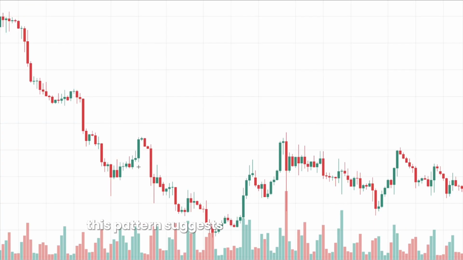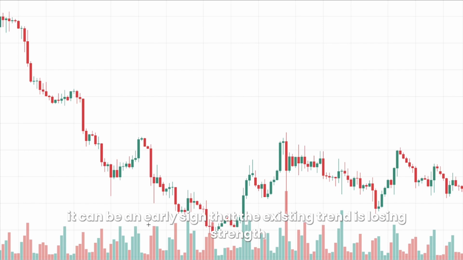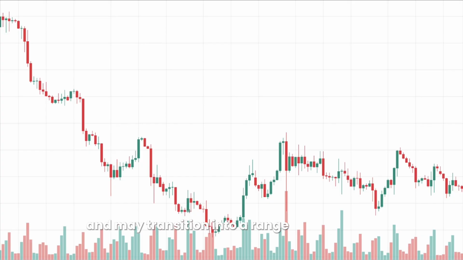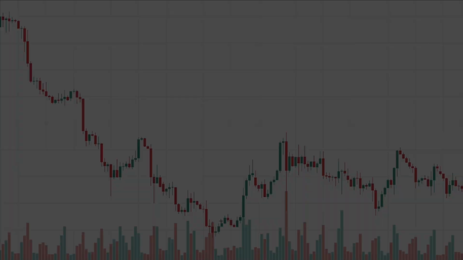This pattern suggests the trend is still dominant and the temporary counter moves are relatively weak, increasing the odds of continuation. If pullbacks begin to happen on higher volume while trend moves occur on lower volume, it can be an early sign that the existing trend is losing strength and may transition into a range or even reverse.